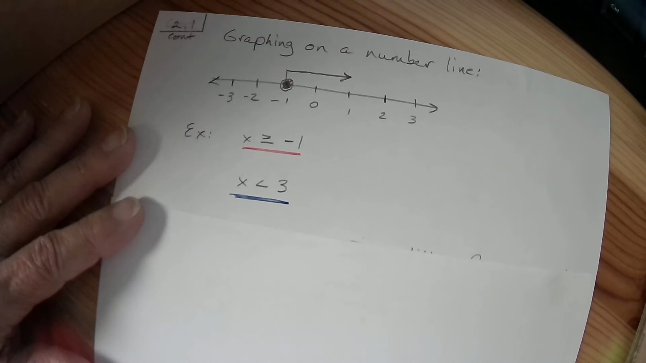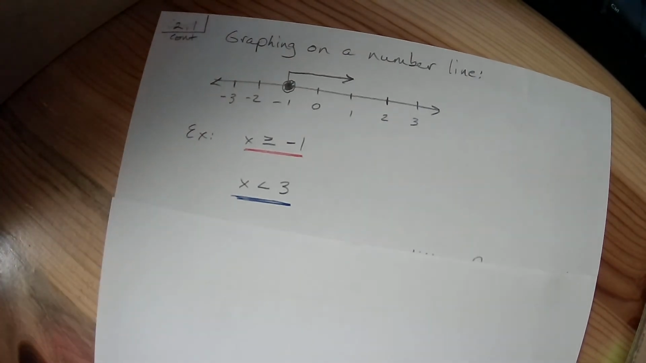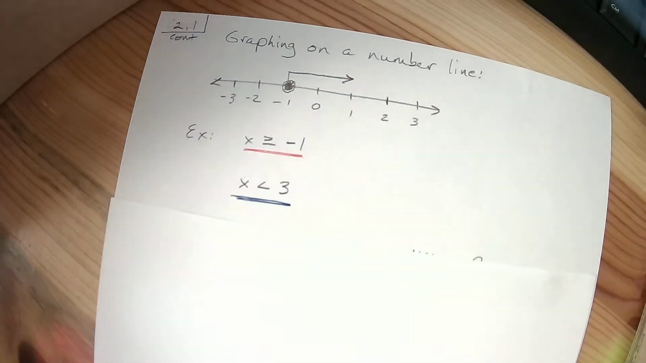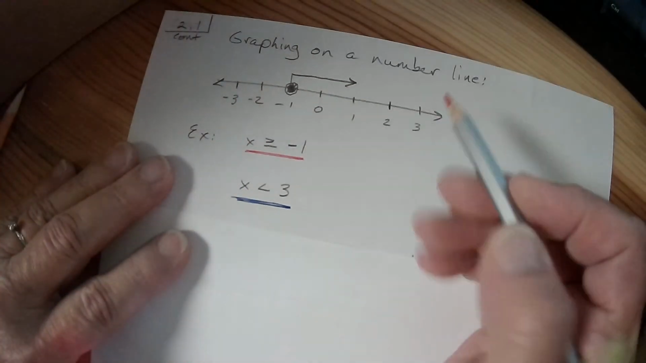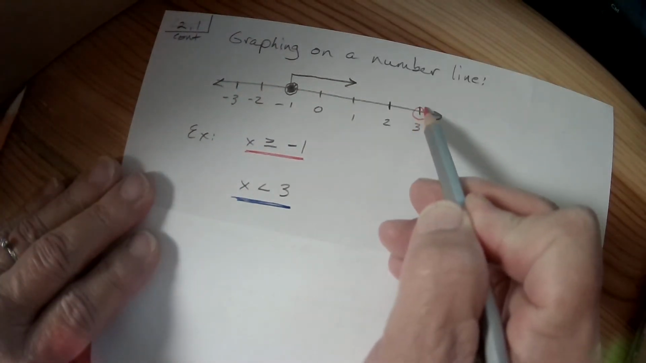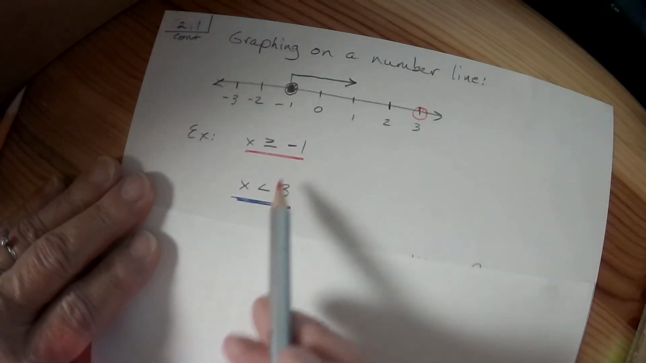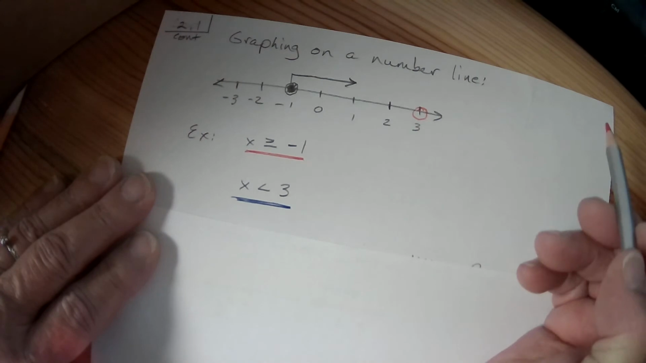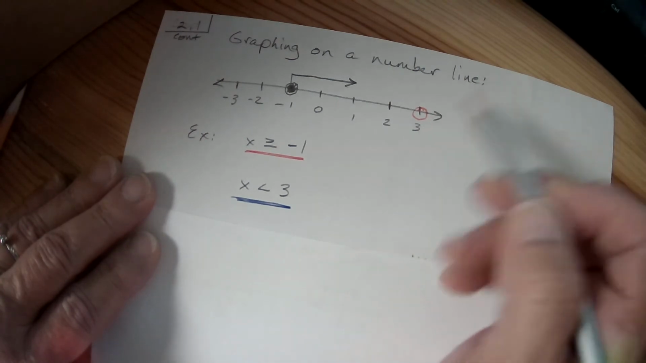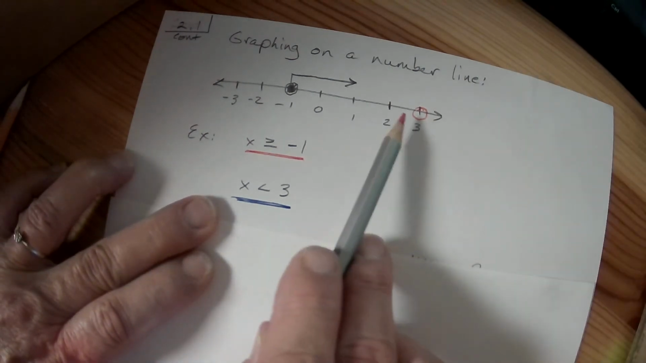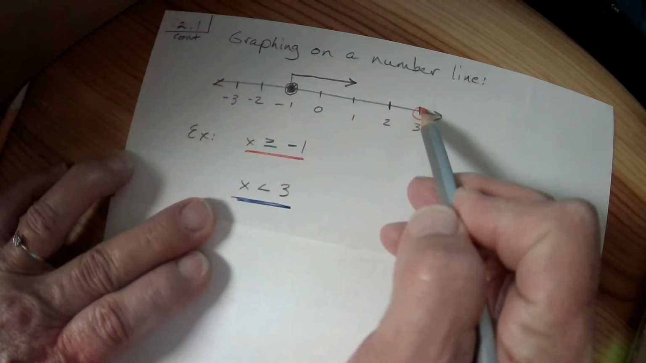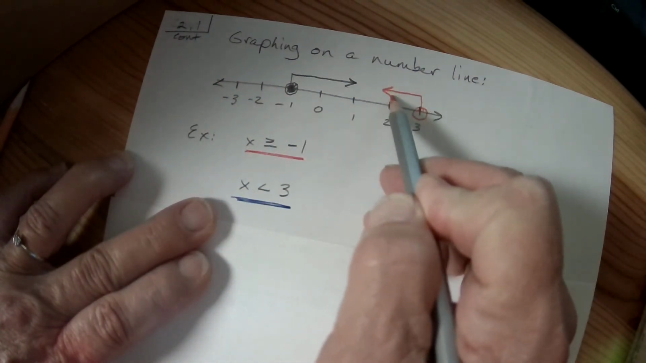What about x is less than 3? Let's see if I can find another color. Alright, so 3 is my target. And because this doesn't say or equal to, I don't fill that circle in. I leave it open because 3 is not part of the solution. The solution is everything that's less than 3. So that's what that would look like.